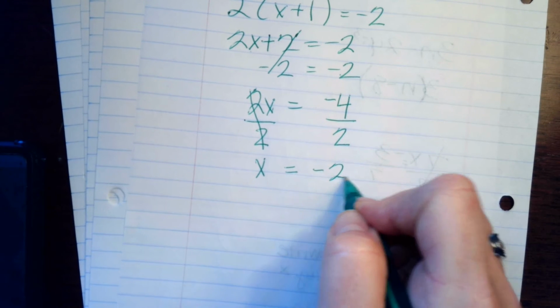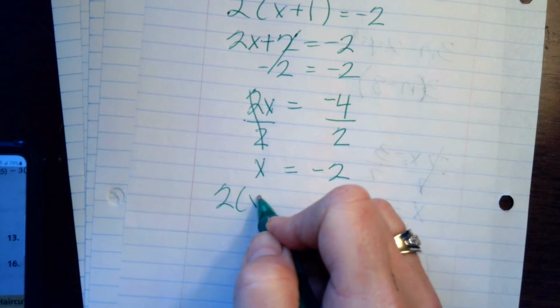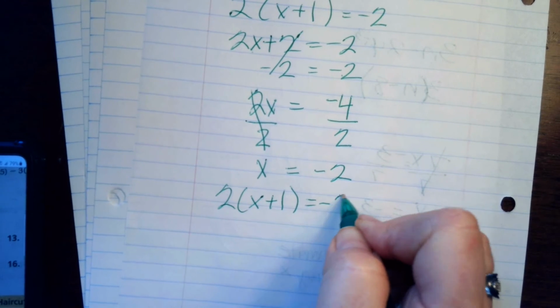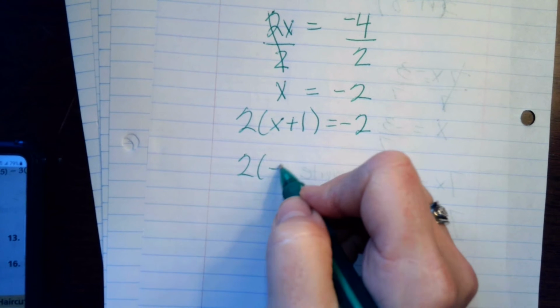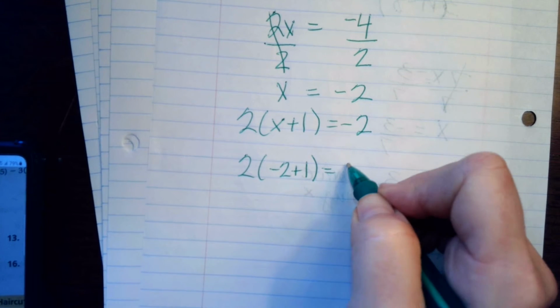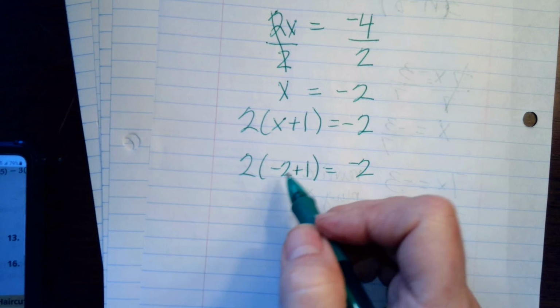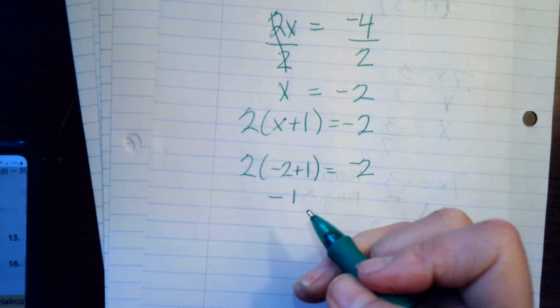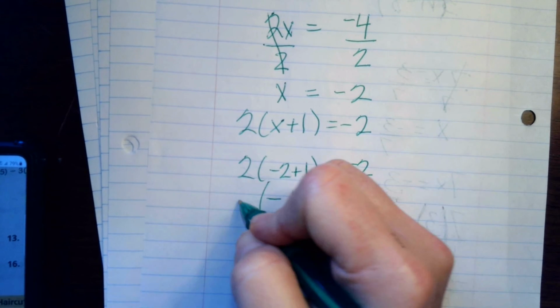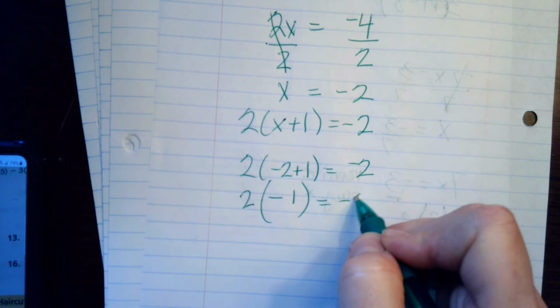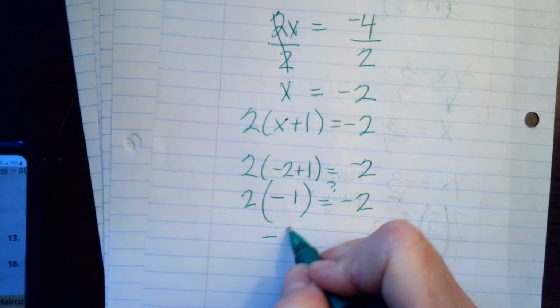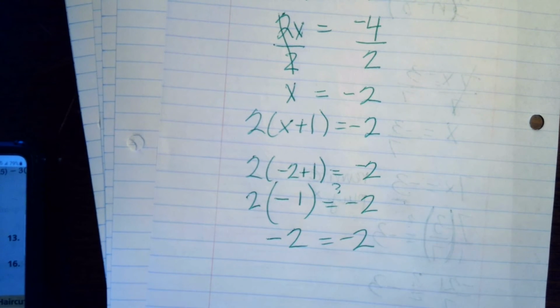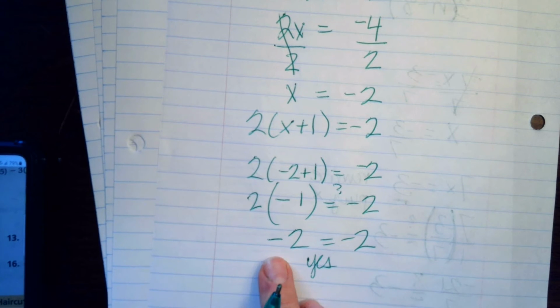X equals -2. To check my answer, I plug it into the original equation. So I rewrite it, and then I plug it in. Then I do order of operations, which tells me to solve within the parentheses first. -2 plus 1 is -1 times 2 is our original equation, equals -2. Is that true? Yes. If you don't come out with the same number on both sides, then you have to redo the problem because you did something wrong.